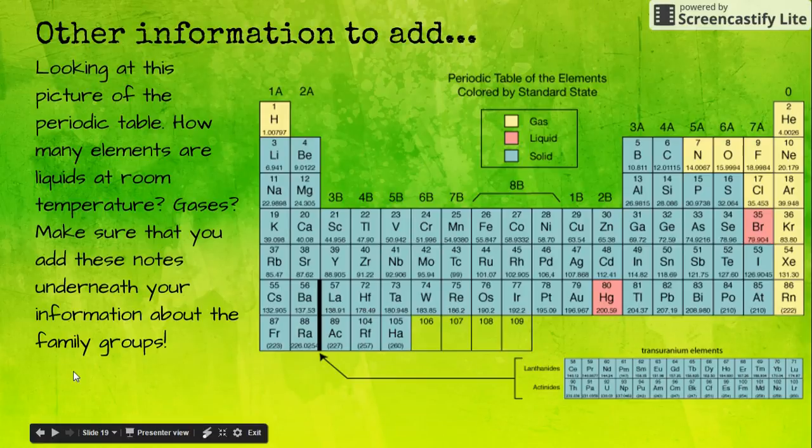So there is all of the information you need about the periodic table. If you've got questions, then raise your hand and one of us will come and talk you through whatever you've got a question about. Otherwise, you have now completed your very first copy of the periodic table.